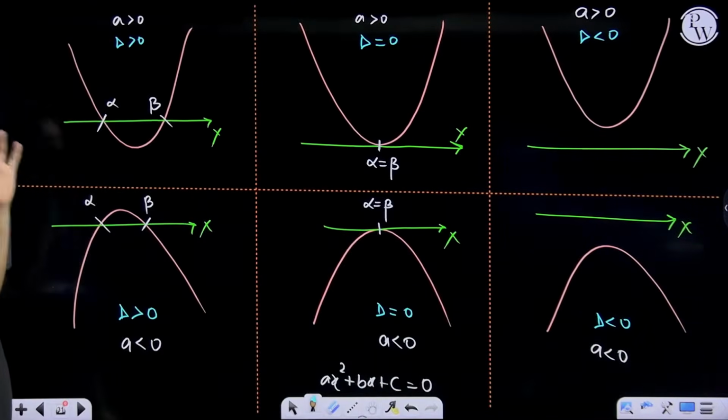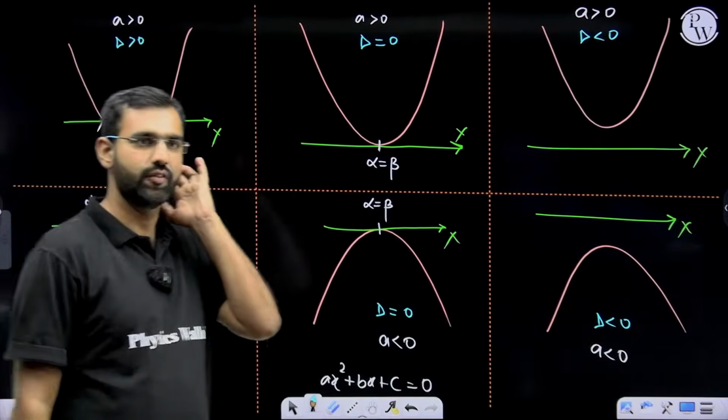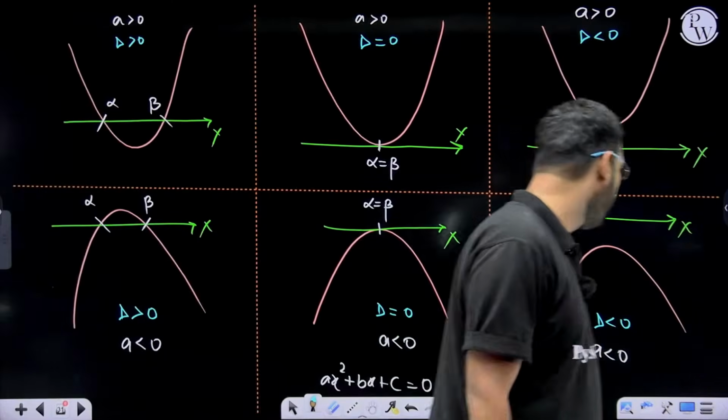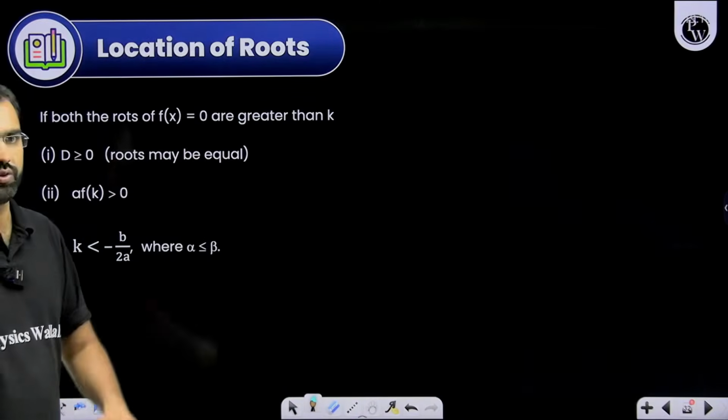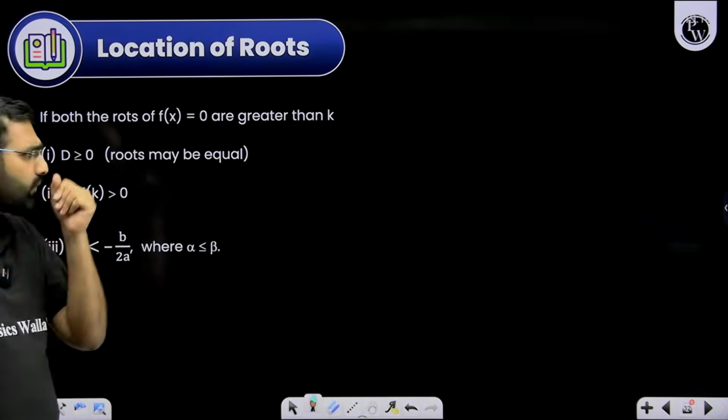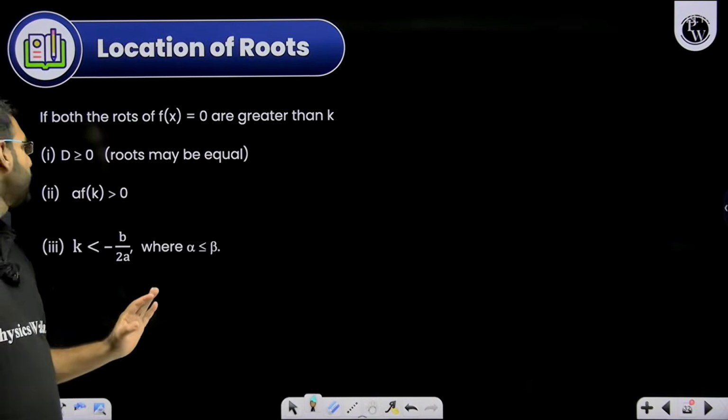If you have an understanding of these 6 kinds of graphs, you will be more comfortable in solving this part when we talk about location of roots. Everybody getting this? Now let me get back to this conclusion.